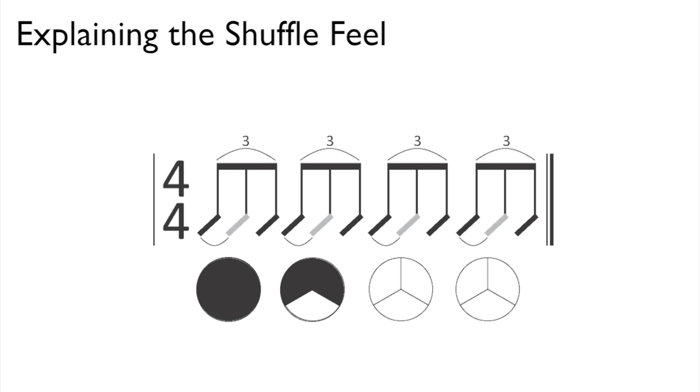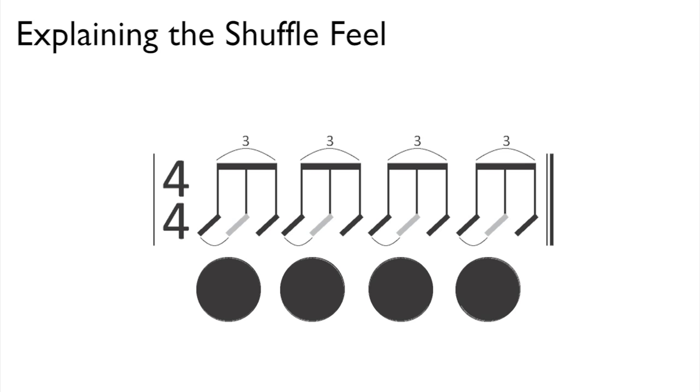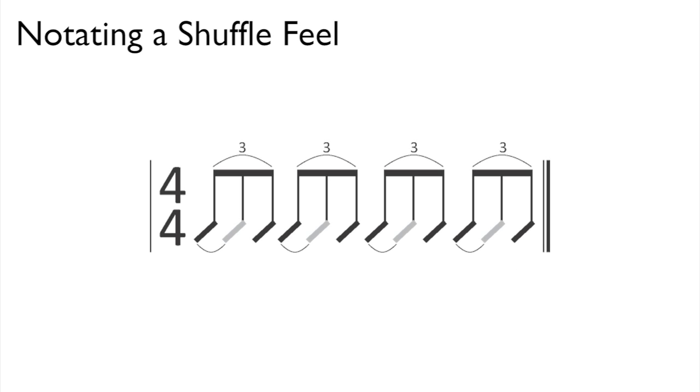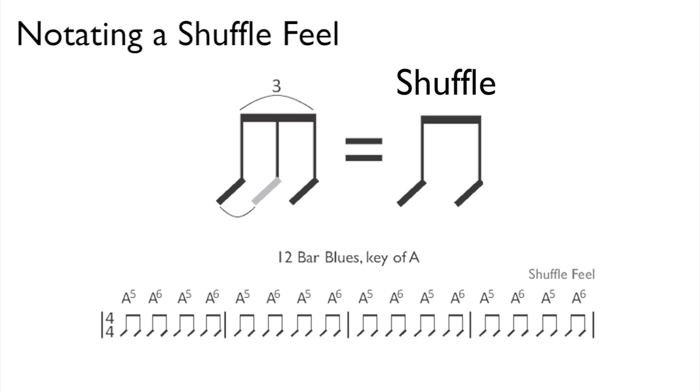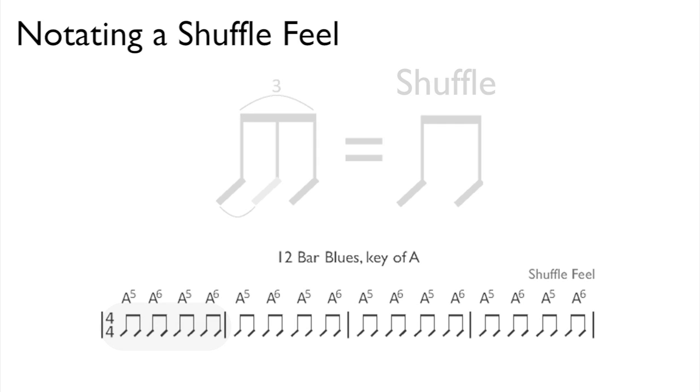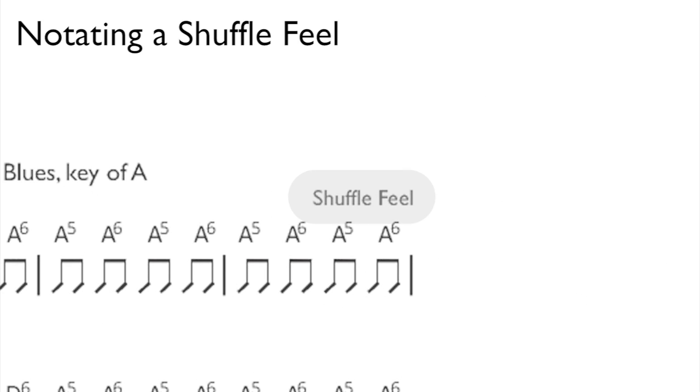Now that you know how a shuffle feel is created, we need to see how it is written. Writing an entire song using the triplet notation you've just seen would be tedious and confusing. Instead of doing this, we simply write our eighth notes as we normally would and write an indicator at the top of the sheet music to inform the musician that this piece will be played in a shuffle feel.